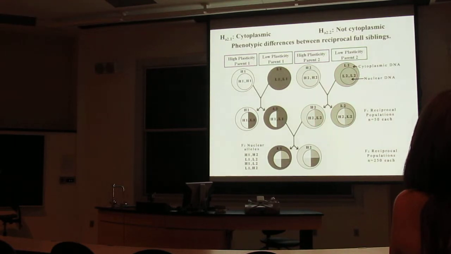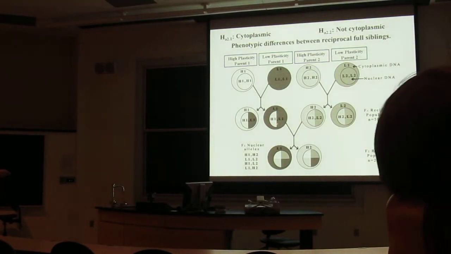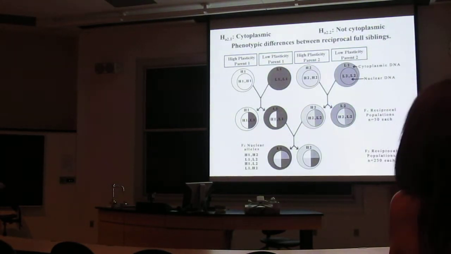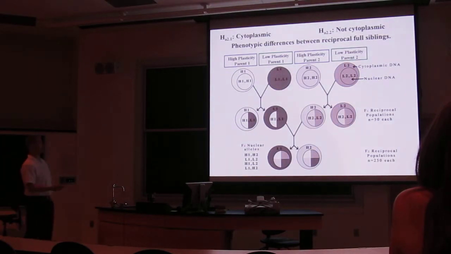So, to address my 2 hypotheses that plasticity is inherited through cytoplasmic or non-cytoplasmic genes, what I'll do is look for phenotypic differences between full siblings in these reciprocal populations. And I'll do this using t-tests and ANOVA.